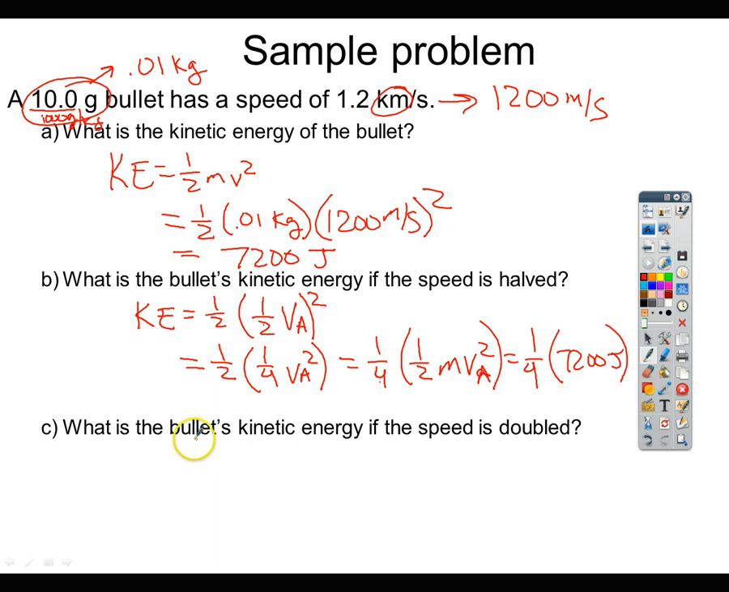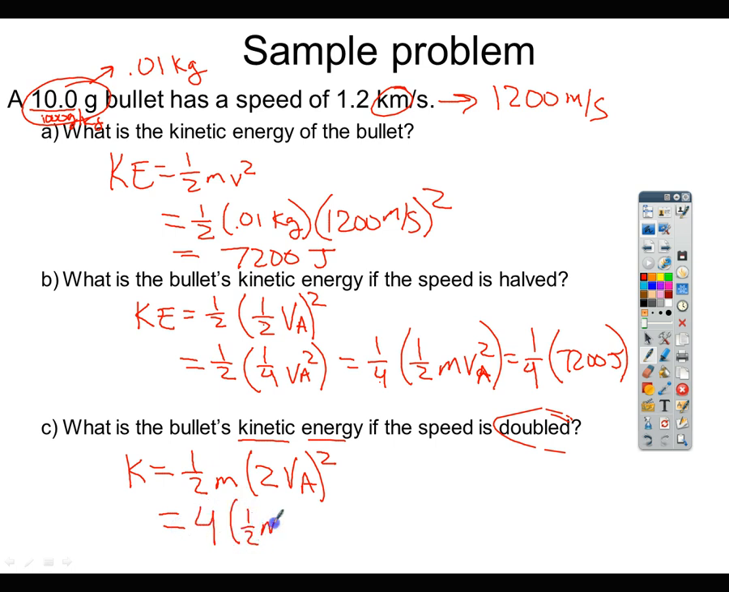They want to know what is the bullet's kinetic energy if the speed is doubled. So we halved the speed before. This time we're going to double the speed. So KE here would be equal to 1/2 m times 2 times the speed vA, squared. If we do that, we're going to end up with 4 times 1/2 m vA squared. So we know that we would quadruple, so we'd take 4 times the 7,200 joules. And that is how we can work through and look at the relationship between speed and what happens to the kinetic energy.